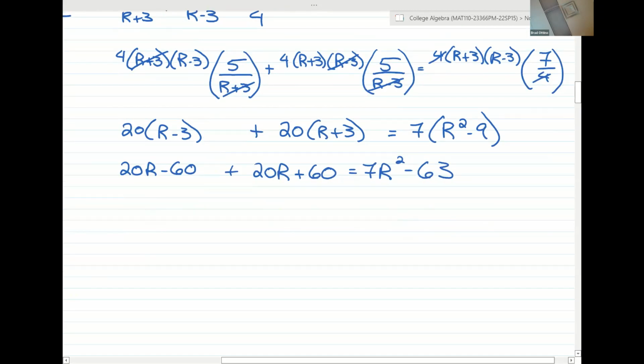So we can cancel out the 60s, and let's try to get this on the same side. So what I'm going to look to do is add these together, and that would be 40r. So I'm going to subtract 40r on this side and on this side. Giving us one equation, we just get 7r squared minus 40r minus 63 is equal to 0.